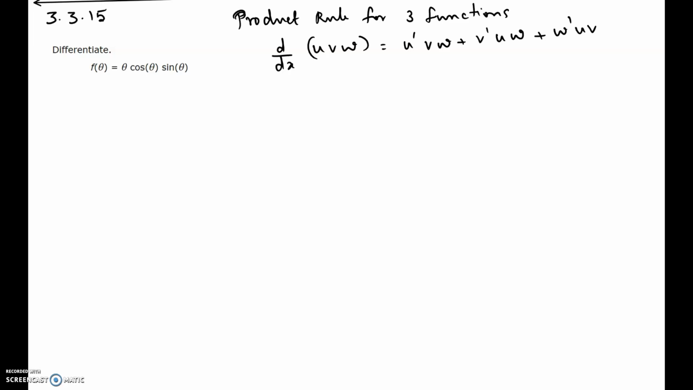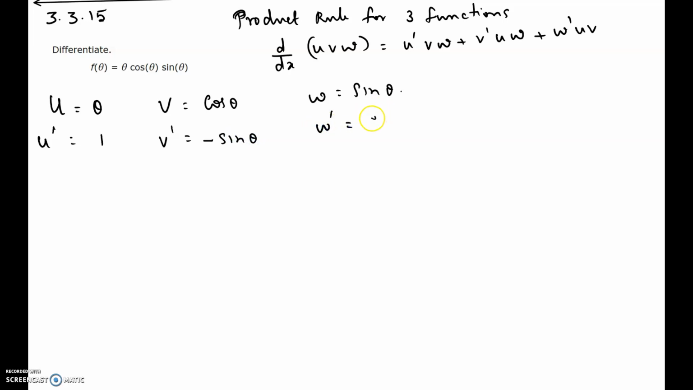So in this case, we are going to assume u equal to theta, v equal to cosine of theta, and w equal to sine of theta. So u prime is the derivative of theta, which is 1. V prime, the derivative of cosine theta, is negative sine theta. W prime is the derivative of sine, which is cosine of theta.